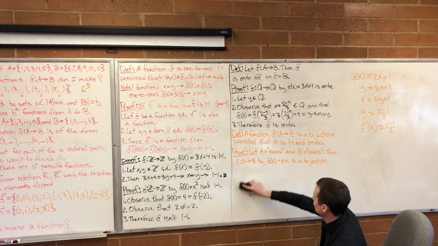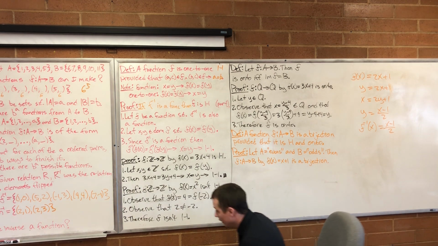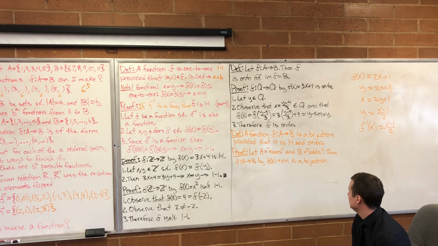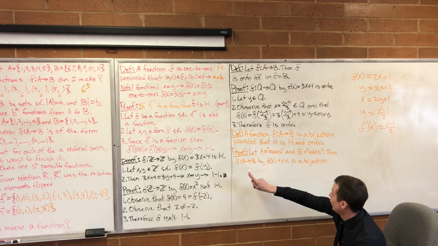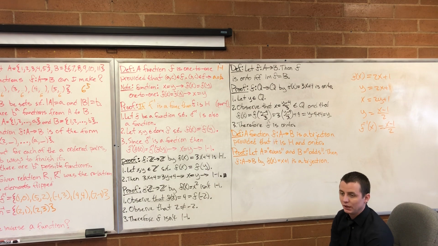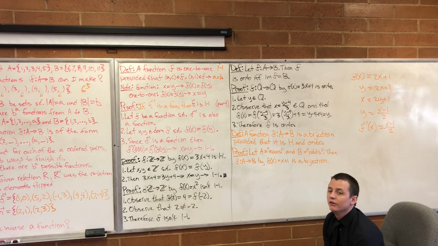Okay, anyways. So, bijection. Bijection means it's both one-to-one and onto. Now let's do a quick proof with bijection. Proof. We're going to let A be the set of all evens and B be the set of all odds. Then f, the function from all the evens to all the odds by f of x equals x plus 1, is a bijection, and we need to prove it. If we're going to prove it, we need to prove that it's one-to-one and onto.